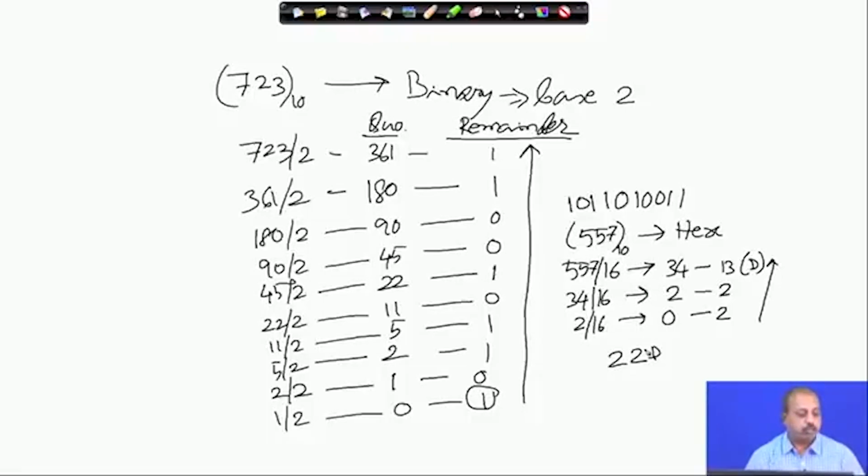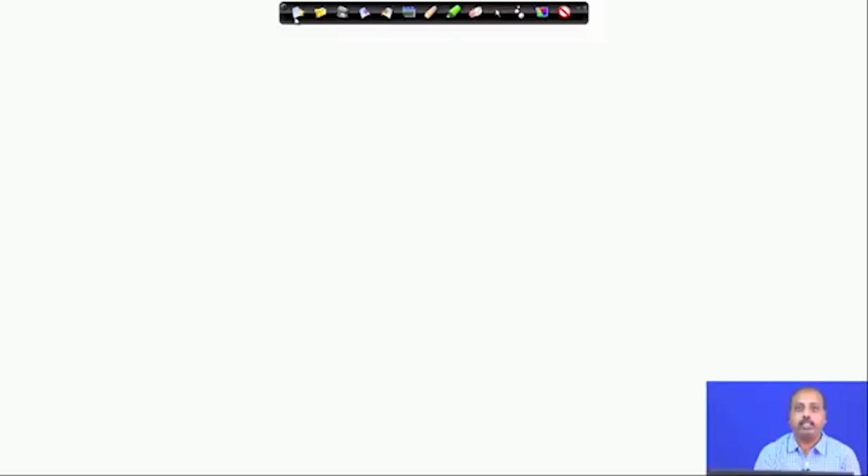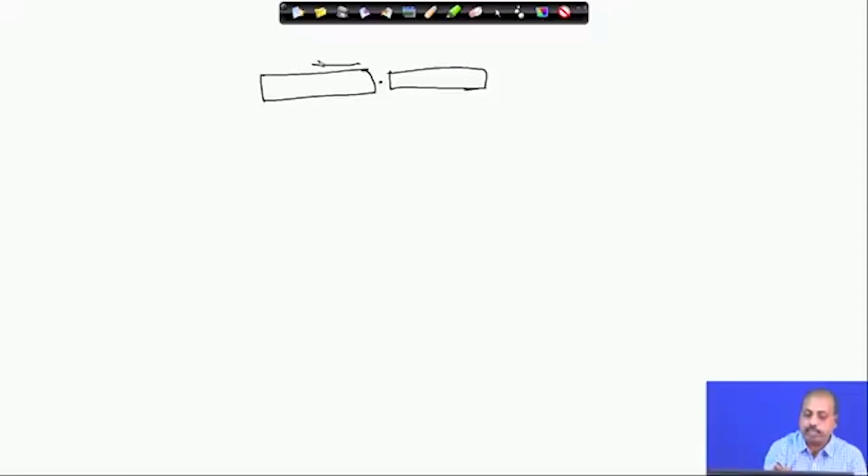We can also convert fractional numbers, the real numbers. But in a real number, what happens is that if this is the integer part of the number, after that you have got a decimal point and after that you have got the fractional part. Now, in the integer part, as you go from this side to this side, the weights of the digits are increasing.